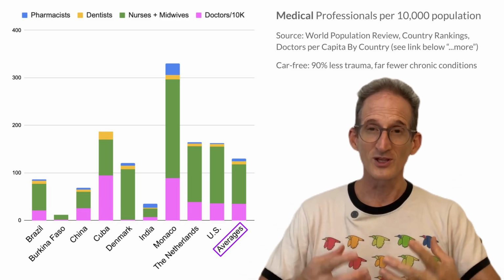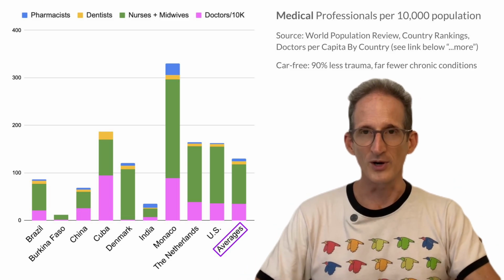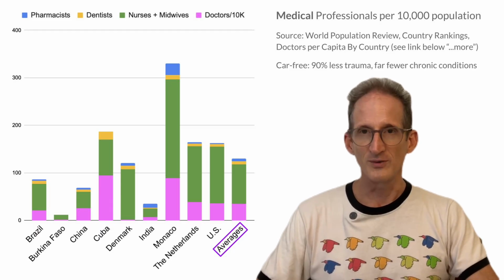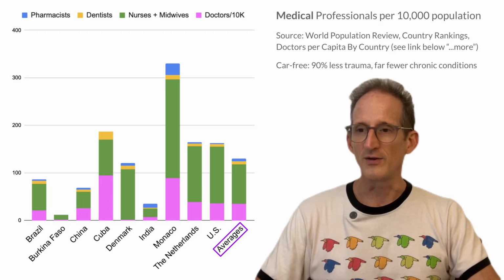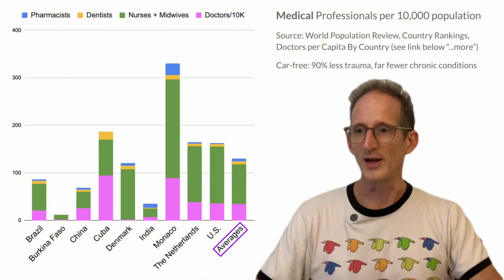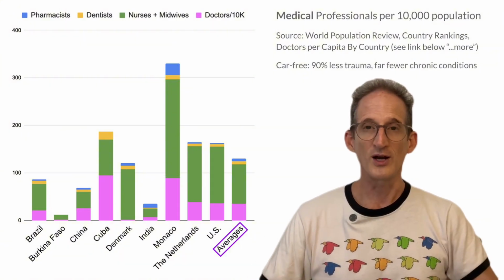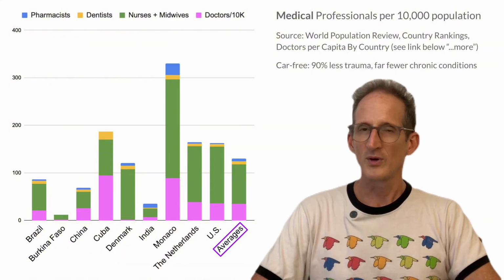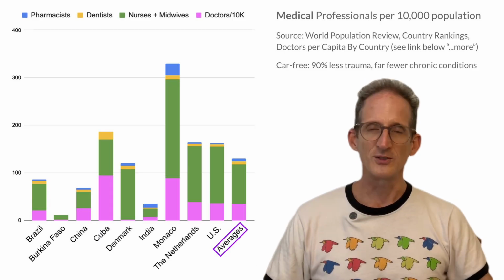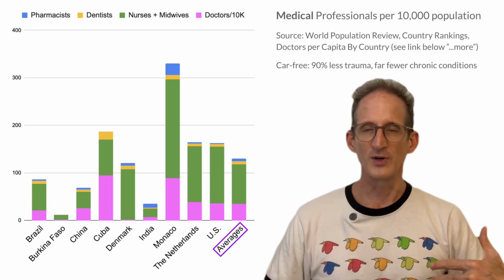Now, when I'm considering the Edenicity Plan, which is a car-free upgrade strategy for cities, I've noted in many other episodes that you're looking at 90% less overall trauma and maybe as much as 70 or 80% less chronic disease. Because without cars, there are fewer crashes, we're much less sedentary, and there's much less pollution.